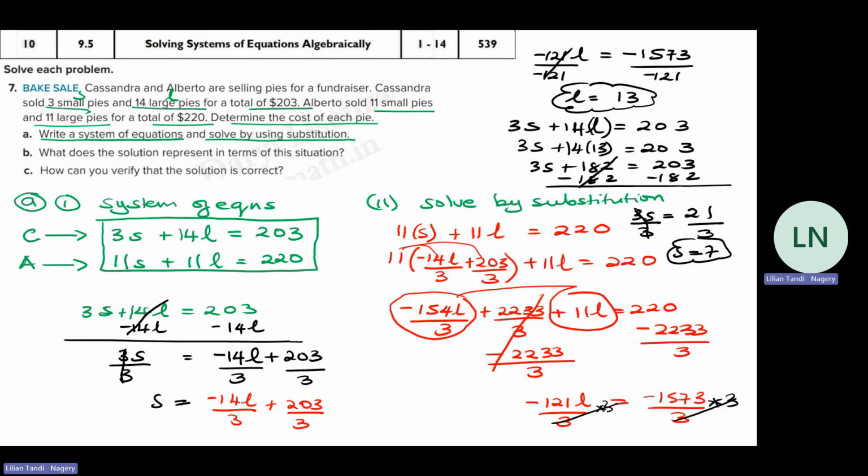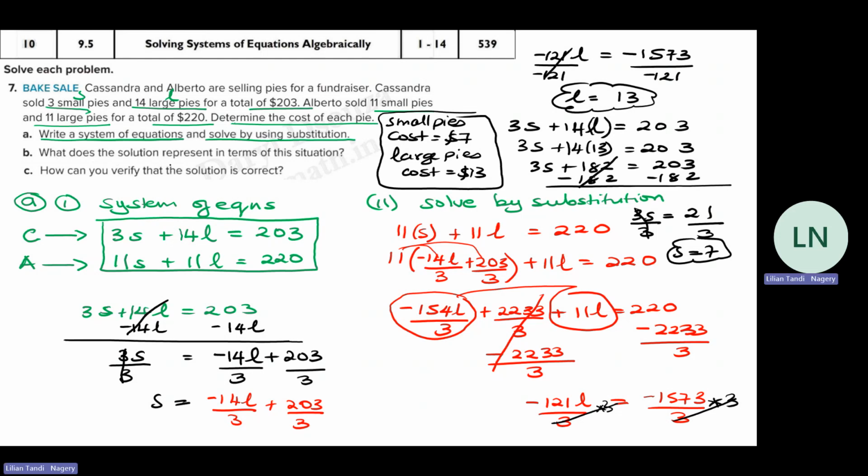Now that answers the question: determine the cost of each pie. Small pies cost $7. Large pies cost $13. Okay. Now we need to answer B.